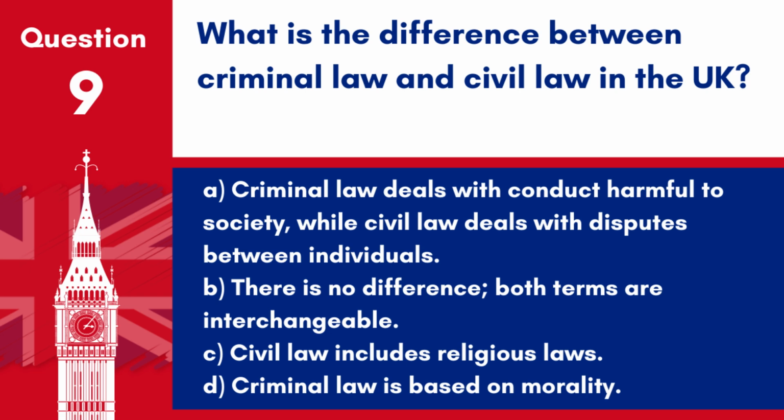Question 9. What is the difference between criminal law and civil law in the UK? A. Criminal law deals with conduct harmful to society, while civil law deals with disputes between individuals. B. There is no difference. Both terms are interchangeable. C. Civil law includes religious laws. D. Criminal law is based on morality.